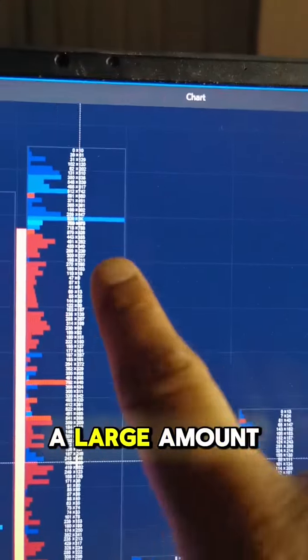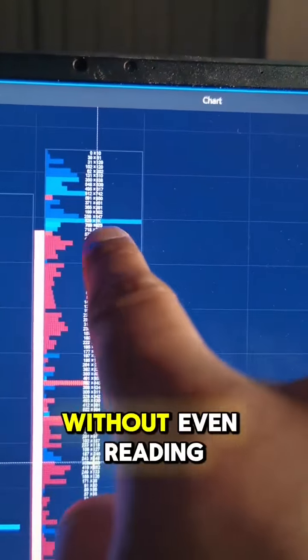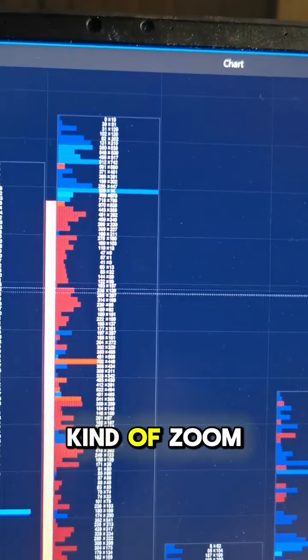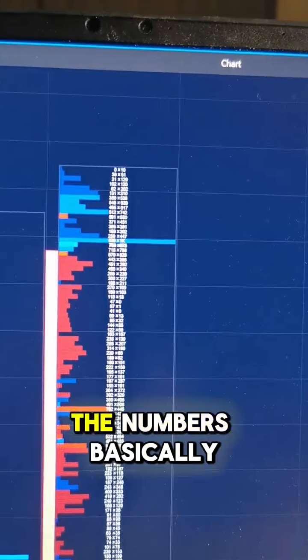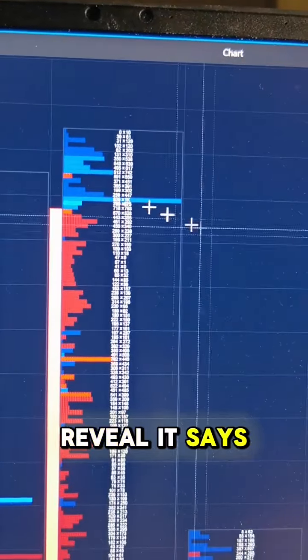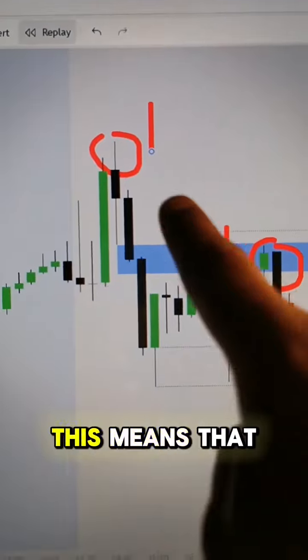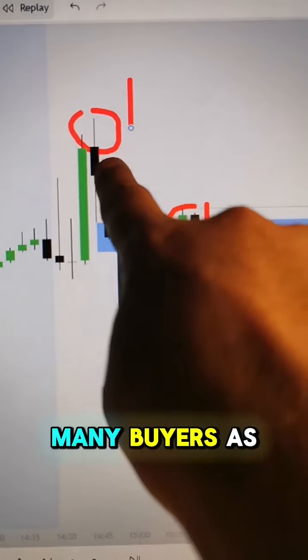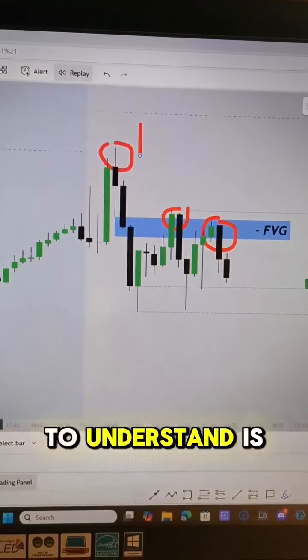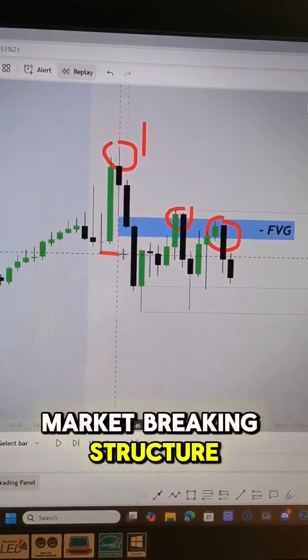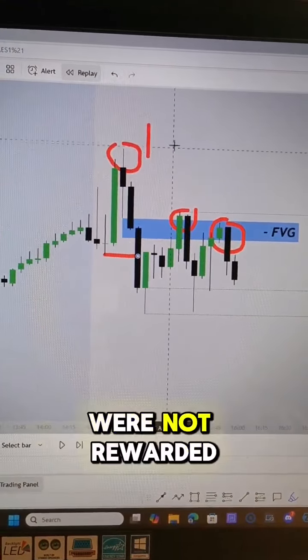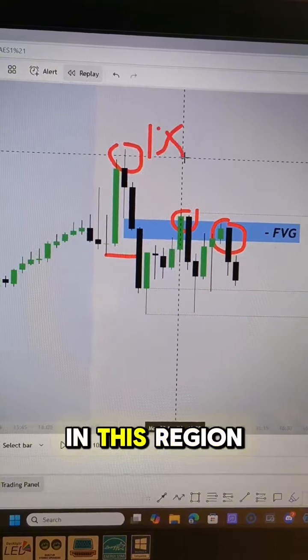You can see a large amount of buying over here without even reading the numbers. But if we just zoom into the numbers a little bit more, the numbers basically reveal it says 529 for 1,000. So if we go back to the candlestick charts, this means that there's twice as many buyers as sellers. But what's important to understand is we saw the market breaking structure over here. So these buyers were not rewarded. So buyers failed in this region.